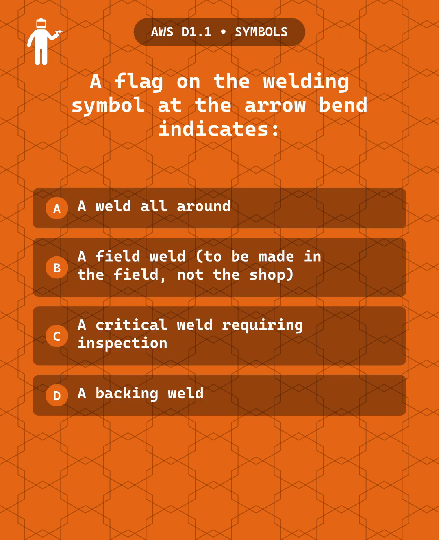Question 10. A flag on the welding symbol at the arrow bend indicates, is it A, a weld all around, B, a field weld to be made in the field, not the shop, C, a critical weld requiring inspection, or D, a backing weld?